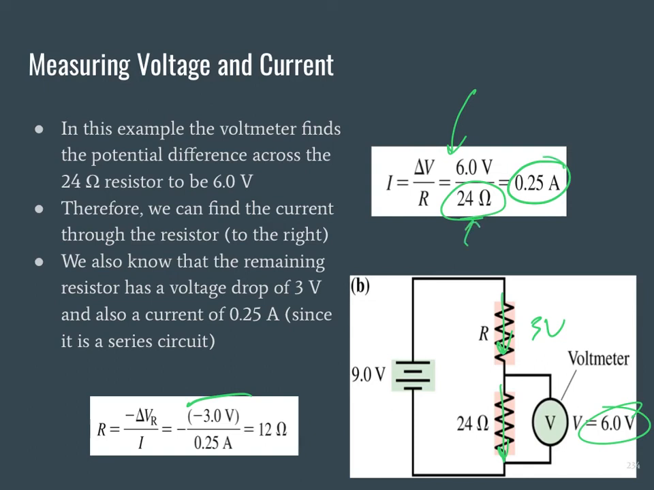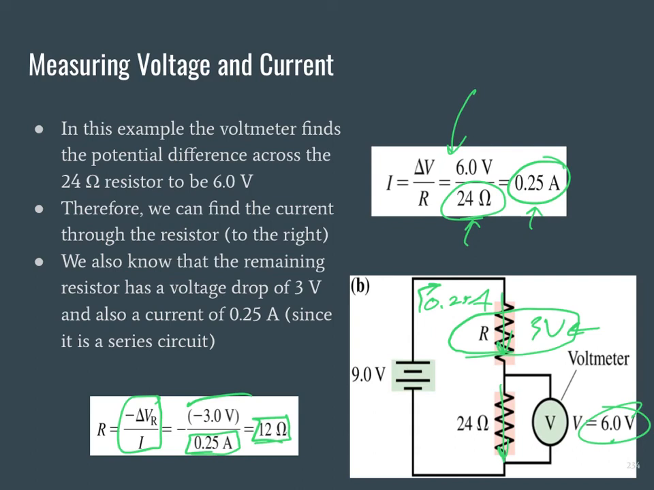The current going through the branch is 0.25 amps. It's a quarter of an amp, which means that there also is 0.25 amps going through this resistor. So for that resistance, that voltage drop divided by the current gives me 12 ohms. And this also makes sense because this is 6 volts, this is 3 volts, half the voltage drop, half the resistance. And that's really about it for right now.